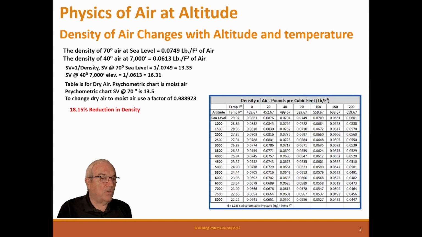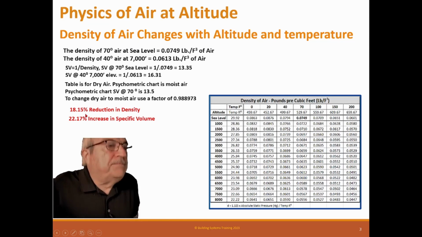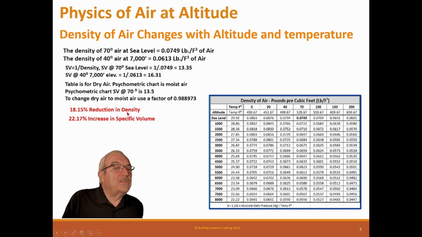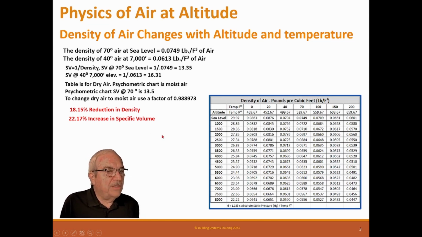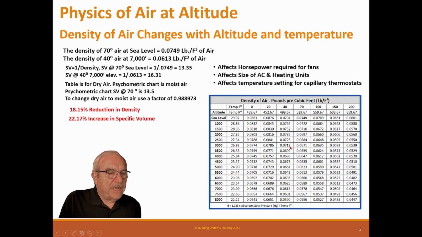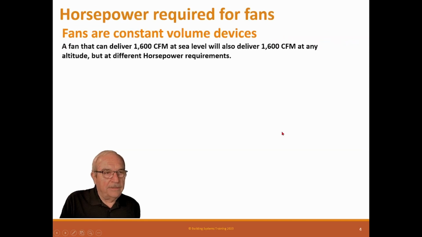Big difference. And that's why we have to do these altitude calculations to make sure we have enough capacity to do what we're doing. So this was an 18.15% reduction in density, but it was a 22.17% increase in specific volume. So you can see for a smaller change in density, we needed a larger change in specific volume, because that's just the criteria of that. So the changes in altitude affect horsepower required for fans, affect the size of AC and heating units, and affect temperature settings of capillary sensors and thermostats. And we'll get into that a little later.